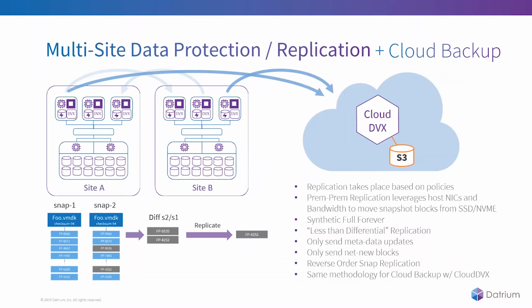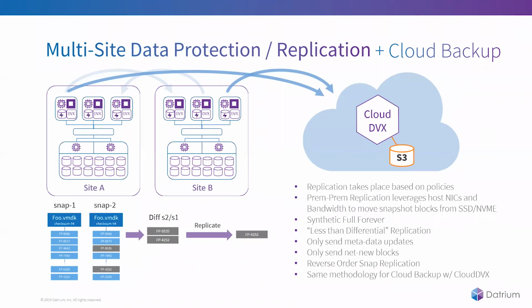We can replicate from the host into Cloud DVX, and that's why Cloud DVX needs that EC2 instance sitting on top of it. It's not just an S3 bucket that's underneath. There's actually the EC2 instance that does all the same DVX stack as on-prem that lives in the cloud so that we can get that same benefit.